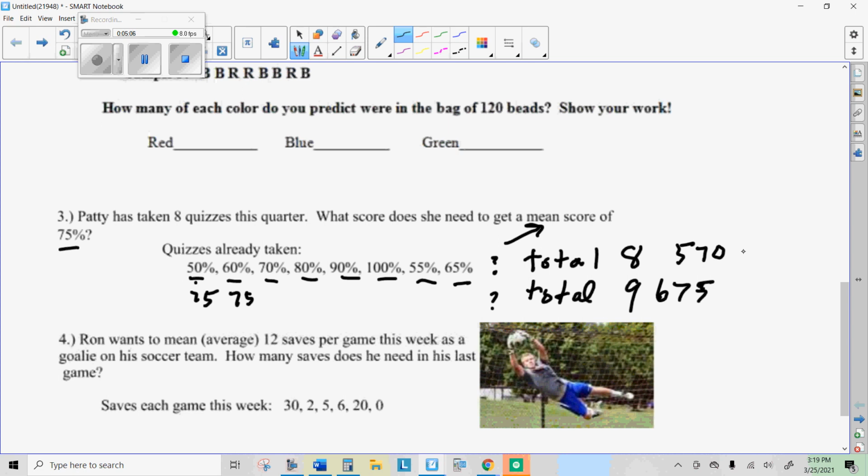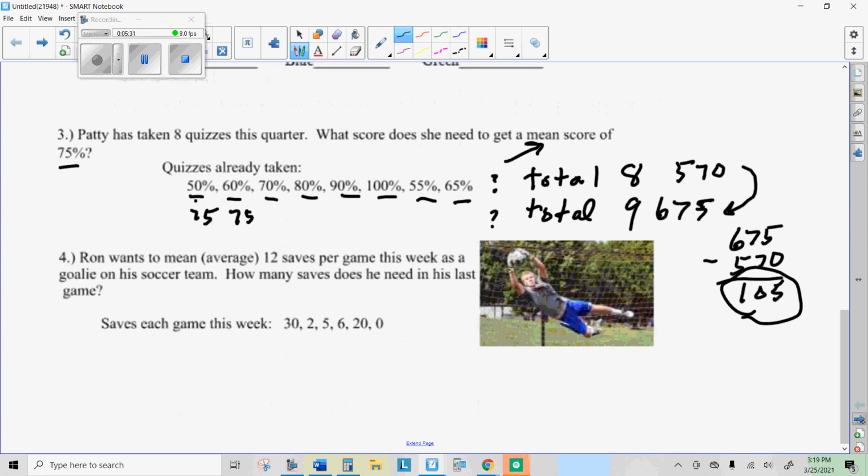That means she needs to get from her old total 570 to her new total of 675. And we subtract those to find out what that number is, and that number is 105. So if 100% is the highest quiz score you can get, then she's not going to get there because she's going to need 105 on that one. All right, you could try the next problems.